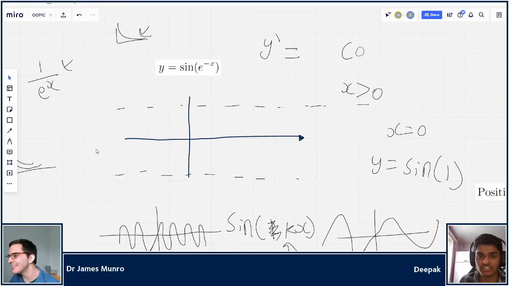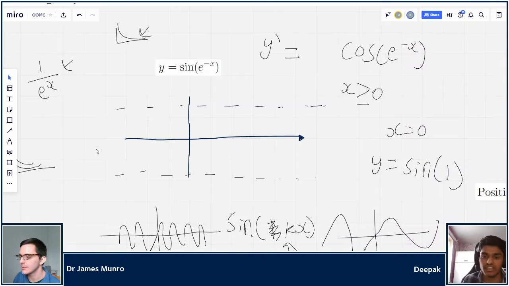So this will end up as cos of e to the minus x, times the derivative of the inside function, which is e to the minus x, times the derivative again of the inside function, which is just minus 1.